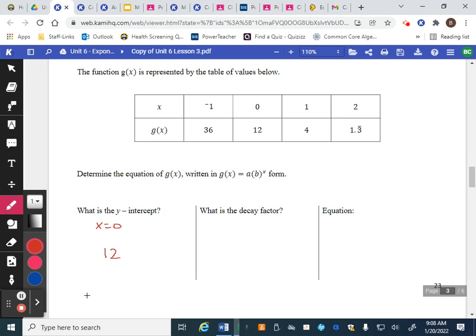So when we talked about decay factor, the number has to be between 0 and 1. So we're thinking a fraction. Not all fractions are between 0 and 1, but this one should be because it's decay. So I'm going to work backwards again. I'm going to divide, and that first one's going to be a little tough.